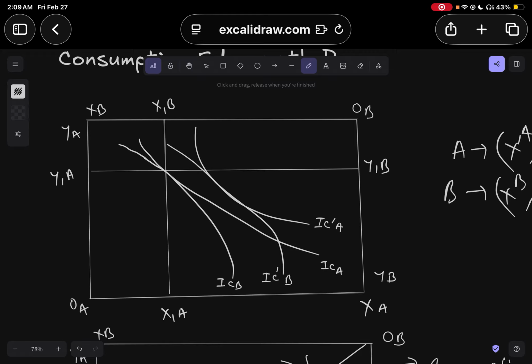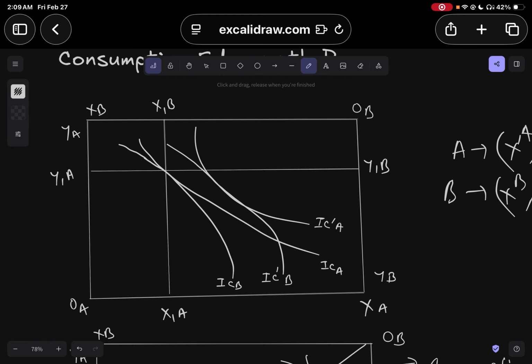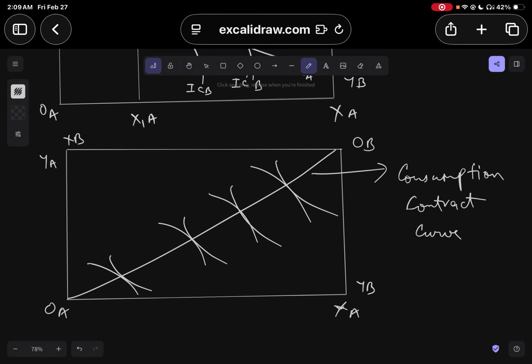Consumption Edgeworth box will have Pareto efficiency when all gains from trade are exhausted, or it is not possible to increase utility for one individual without reducing utility for another individual. This is obviously the meaning of Pareto efficiency. There can be multiple Pareto efficient points within the Edgeworth box depending on initial endowment. The combination of all these points, including points of origin, represents the consumption contract curve. When we join all these Pareto efficient points, they become the consumption contract curve.